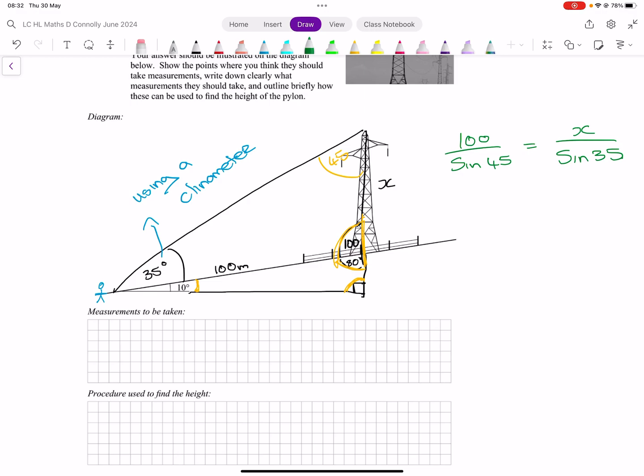Now, I completely pulled that 35 out of my backside. It could be anything. The 100 meters as well. I had a 100 meter measuring tape, but I didn't need to walk the whole 100 meters. I could have walked 50 meters back. So there isn't a right answer to this. It was about, if you were presented with this situation, what would you do?